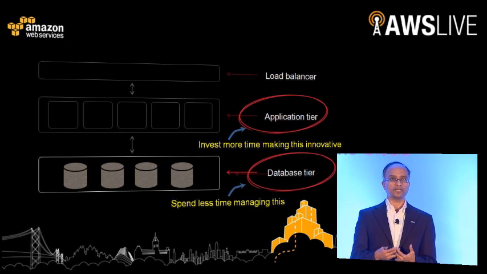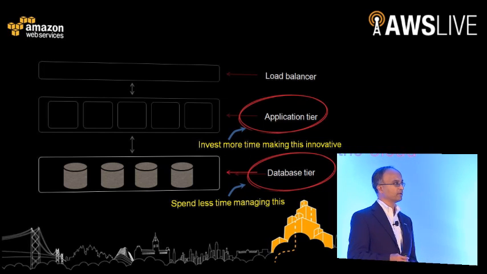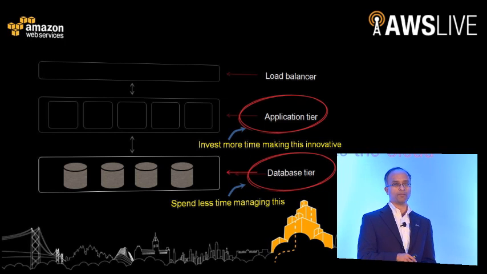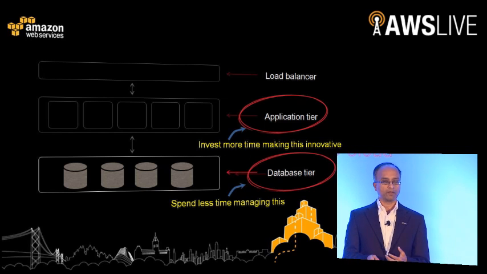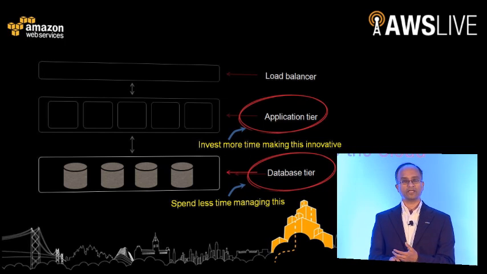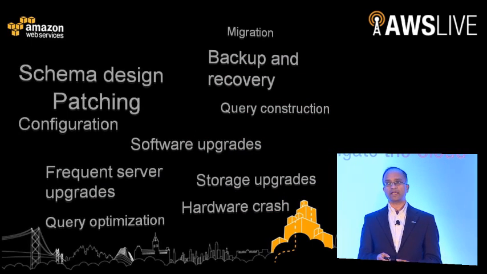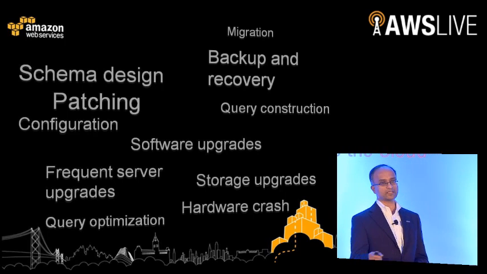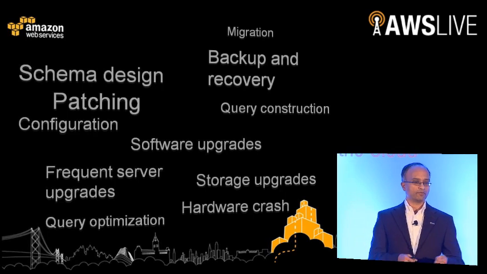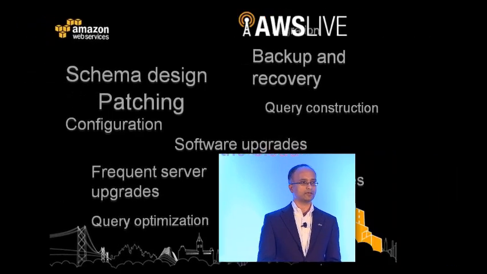Really what you want to do as an innovator, as an engineer, as a client-facing software developer, you want to focus on the application, which is where your innovation is. You want to spend very little time on database, which is necessary, but that's not the reason why you exist. Here are the complicated things that you have to do. You have to design schema, you have to patch the software, you have to ask for backup, you have to ask for recovery, you have to construct queries, you have to do software upgrades. It's a messy world if you're a software engineer using relational technology.